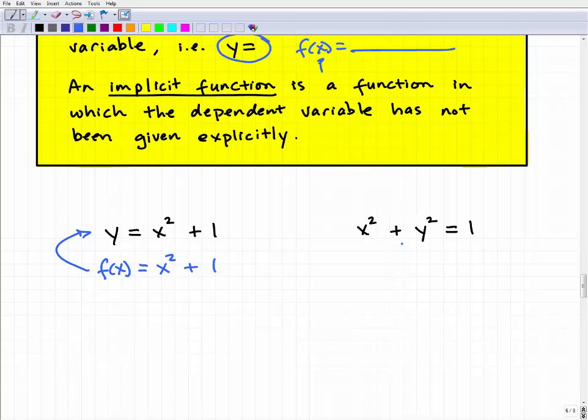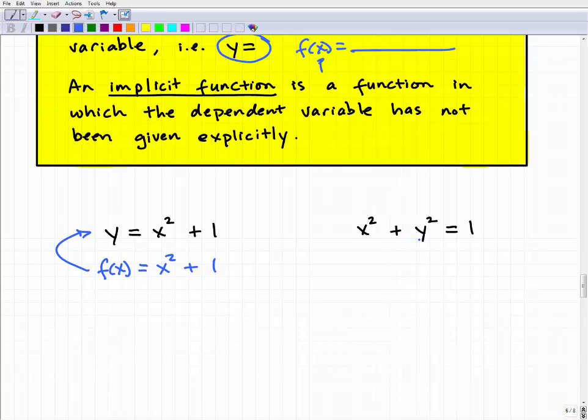Okay, so remember, we're studying the broader topic of relations. Some relations are functions, but you can use this terminology in terms of both functions and relations. Hopefully that kind of made sense to you. But basically here you don't see y equals alone. We have x squared plus y squared equals 1. So this would be an example of an implicit function or an implicit relation.